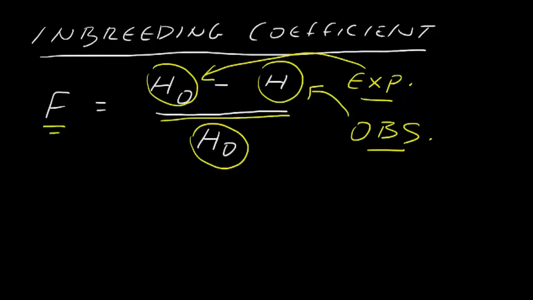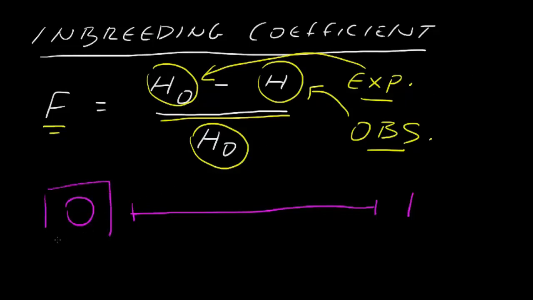So what sort of values do we expect with our inbreeding coefficient? Well, we expect values to essentially range from 0 to 1, somewhere along this continuum. And this gives us a measure of the strength of inbreeding in this population. So what is a 0 value? What would we expect 0 to be like?